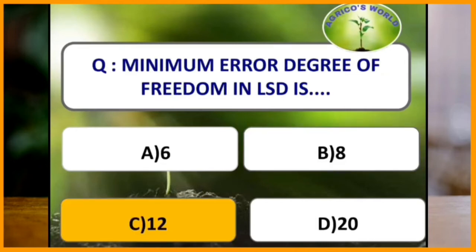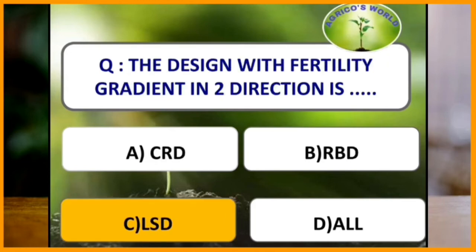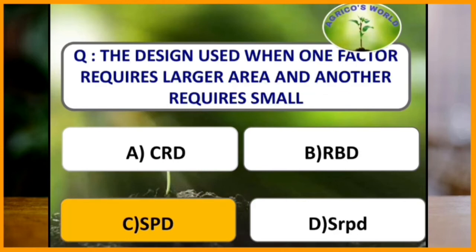Minimum error degree of freedom in Latin square design is? The minimum error degree of freedom in Latin square design is 12. Which design has fertility gradient in two directions? As said earlier, Latin square design has two-way control. That is, it has fertility gradient in two directions and it is a three-way classification. Which design is used when one factor requires a larger area and the other requires a smaller area?